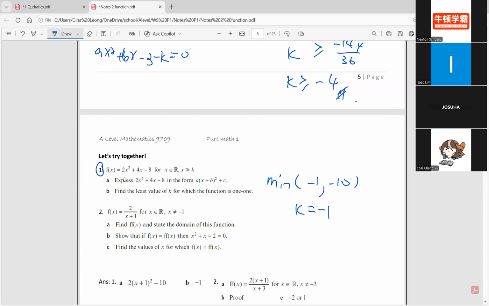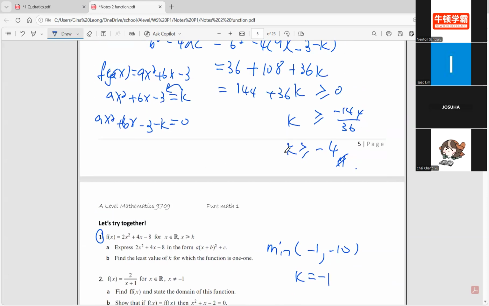This 144. Okay. Don't put equal. You should put like this: more than or equal -4. Don't put equal.